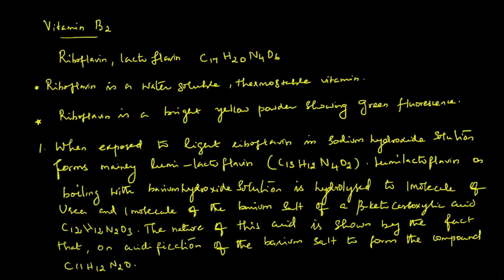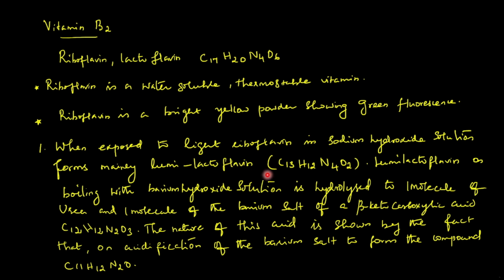Vitamin B2, otherwise called riboflavin. Riboflavin has the molecular formula C17H20N4O6. It is a water-soluble, thermostable vitamin. Riboflavin is a bright yellow powder showing green fluorescence. When exposed to light, riboflavin in sodium hydroxide solution forms mainly lumilactoflavin.